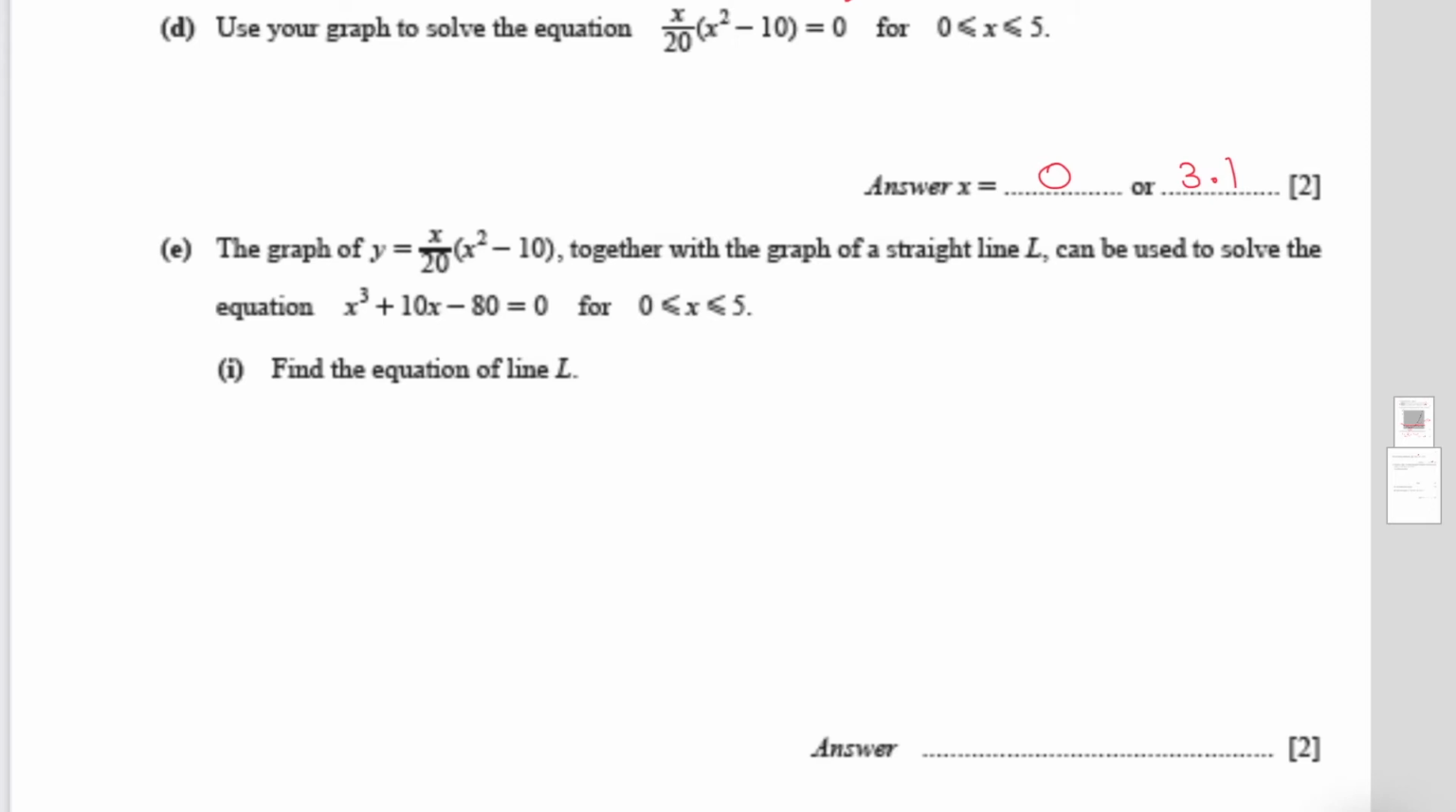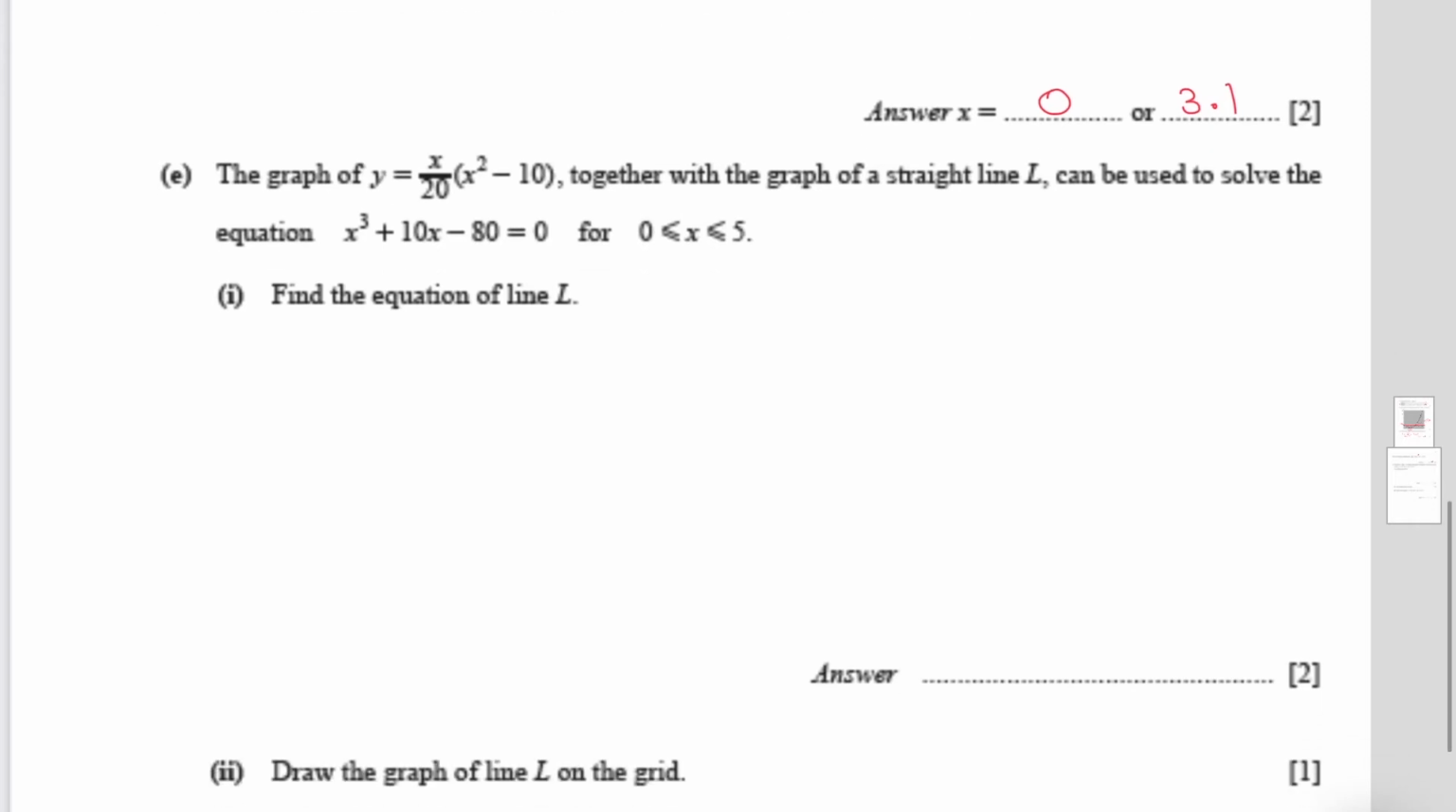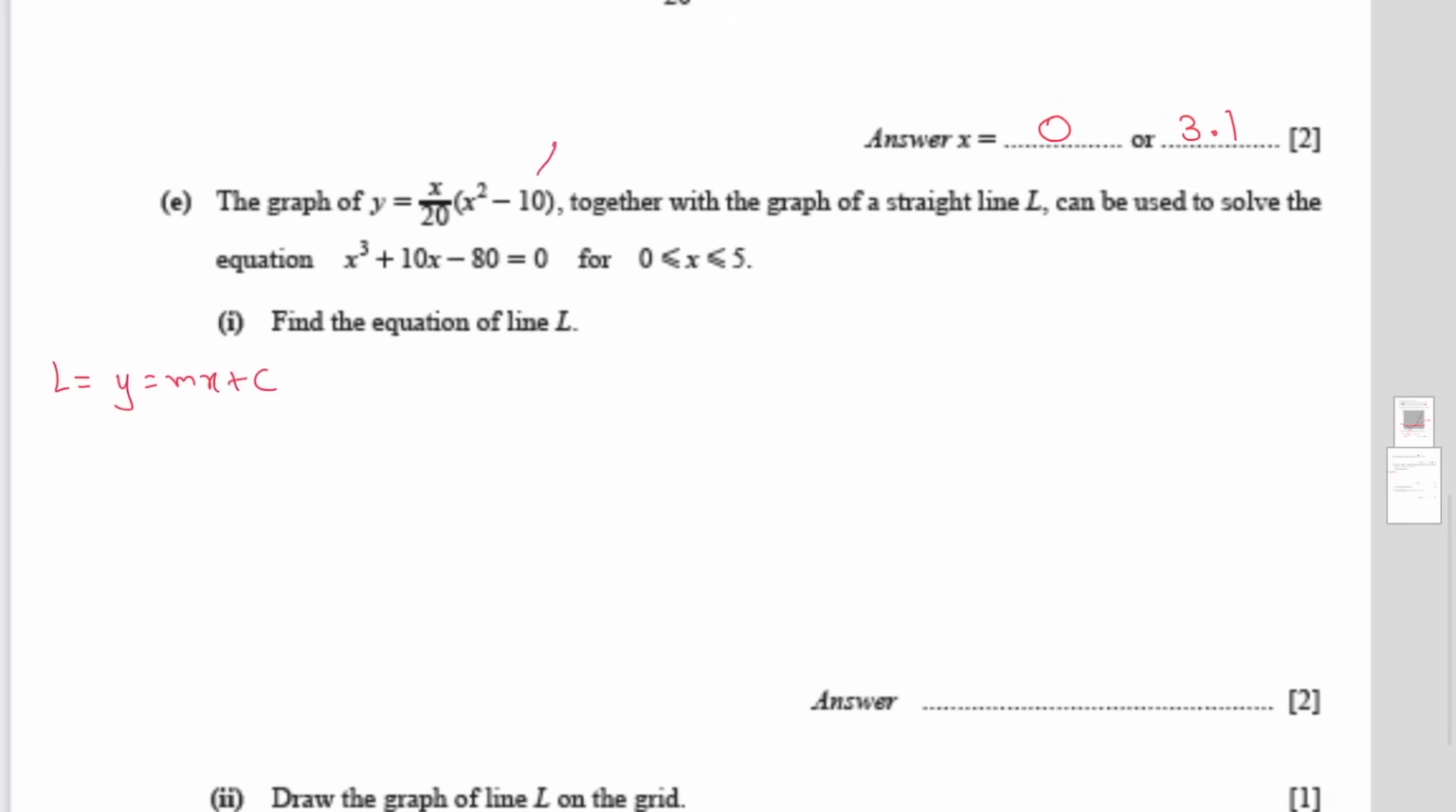Okay, find the equation of line L. First of all, if L is a straight line, that means the equation of this line would be y equal to mx plus c. And the question here says that this along with this together, if we graph them together, this would actually help us to find the value, equate this equation, and then we can find the value of the equation of line L.